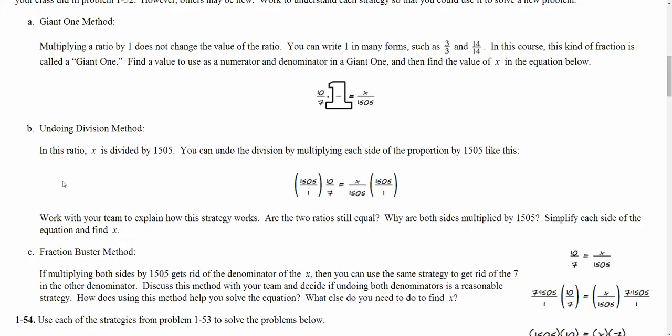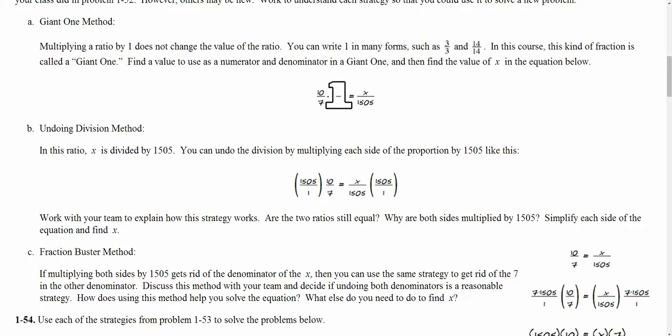Undoing division, you're going to see works very similarly. Undoing division, we know that x is divided by 1,505. So if I want to get rid of 1,505 on the bottom there, I could just multiply by 1,505 up top. Then all this cancels out. I'm left with x on this side, and I have 1,505 times 10 divided by 7. Kind of the same problem. You're going to get the exact same answer too.